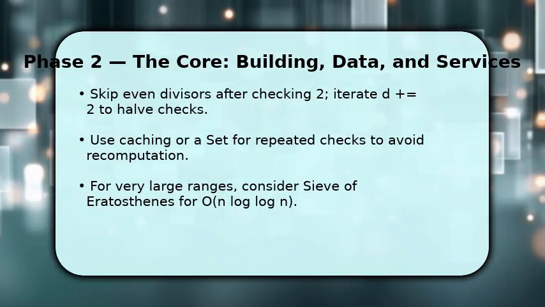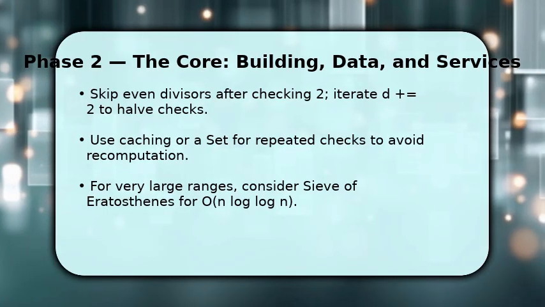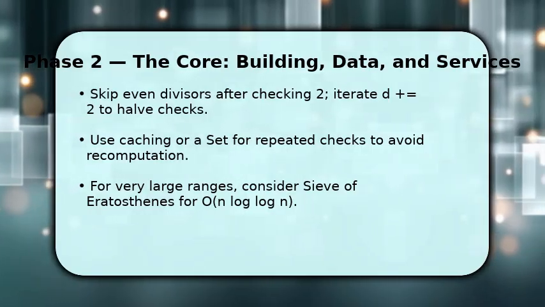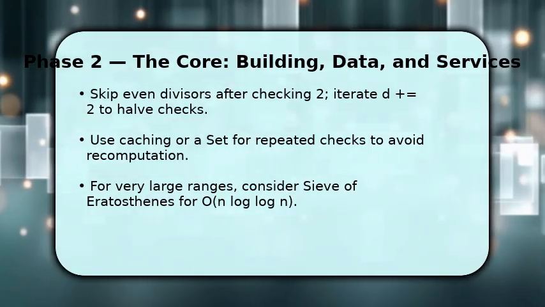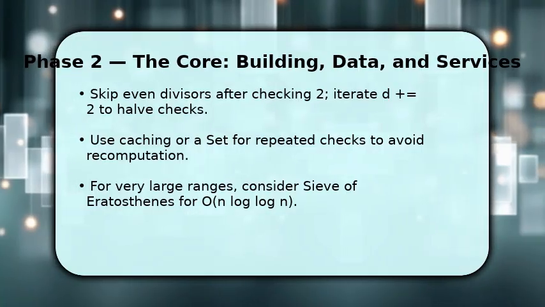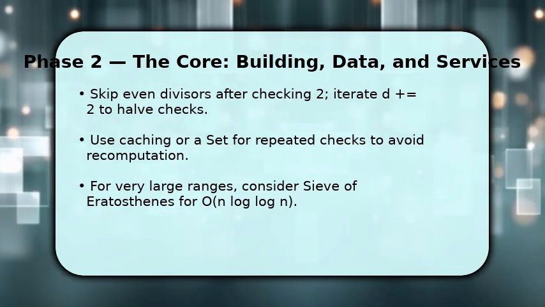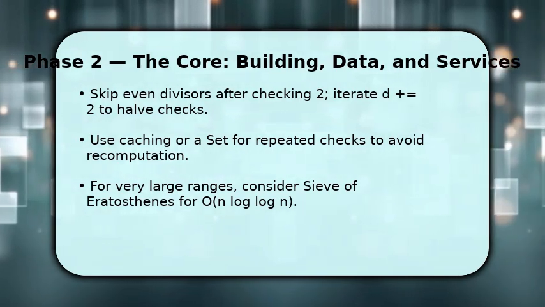Then add caching. If you test many values repeatedly, store results in a map or set and return cached true/false. For big arrays or contiguous ranges, switch to a sieve of Eratosthenes. It computes all primes up to max in bulk, far more efficiently than repeated divisibility tests.